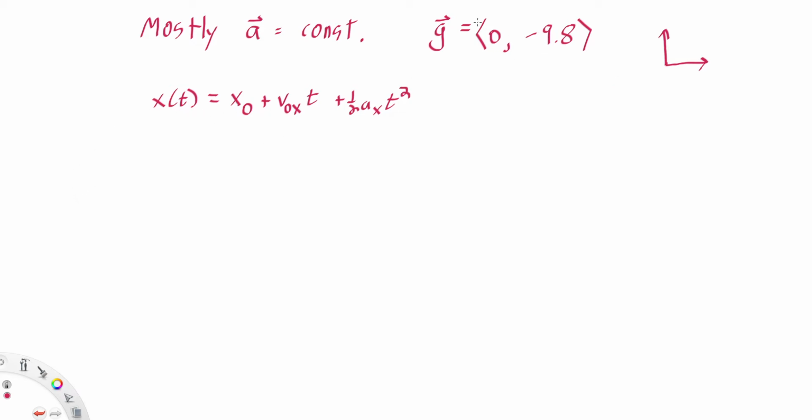So if we are only under the effects of gravity, we can rewrite this kinematic equation in the x direction as our initial position plus some amount of initial velocity times time. It becomes a really simple linear equation.